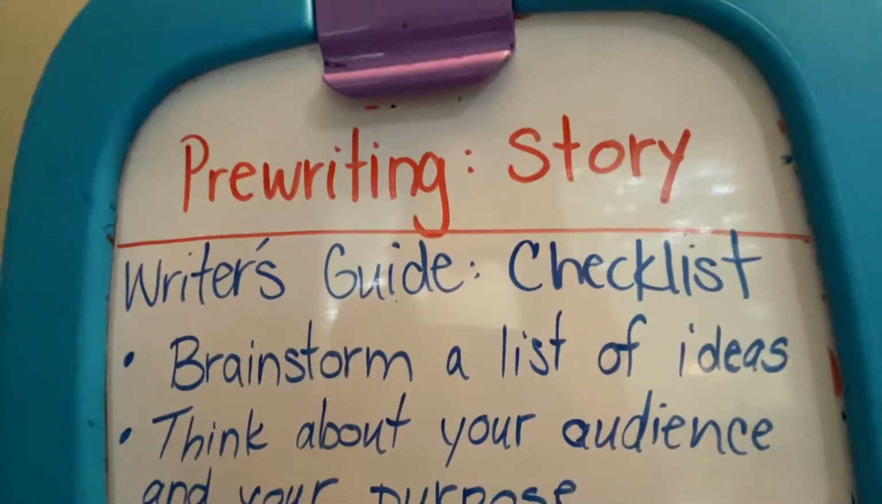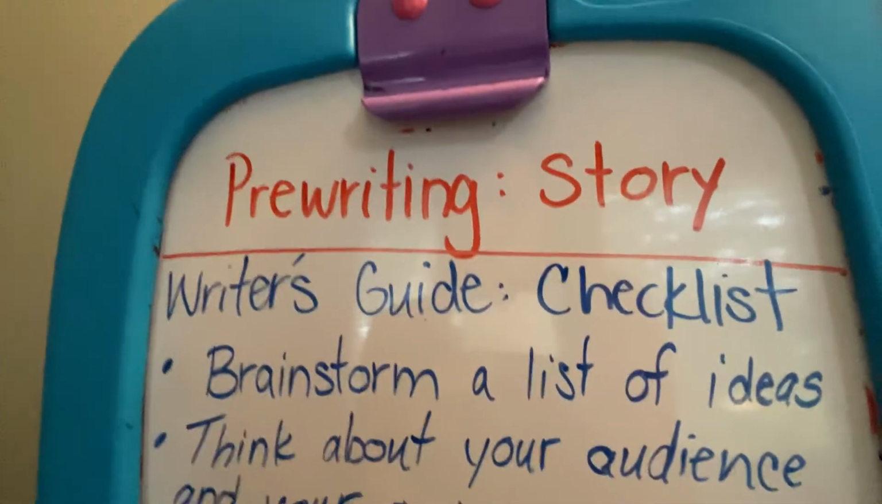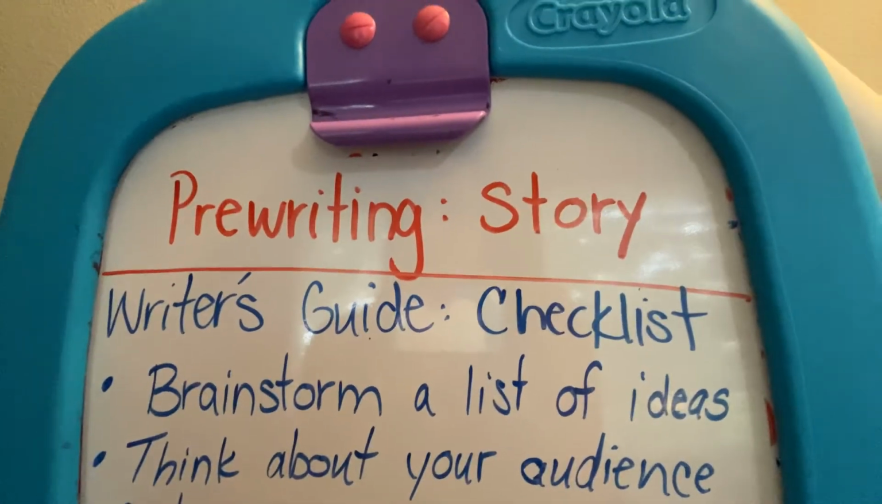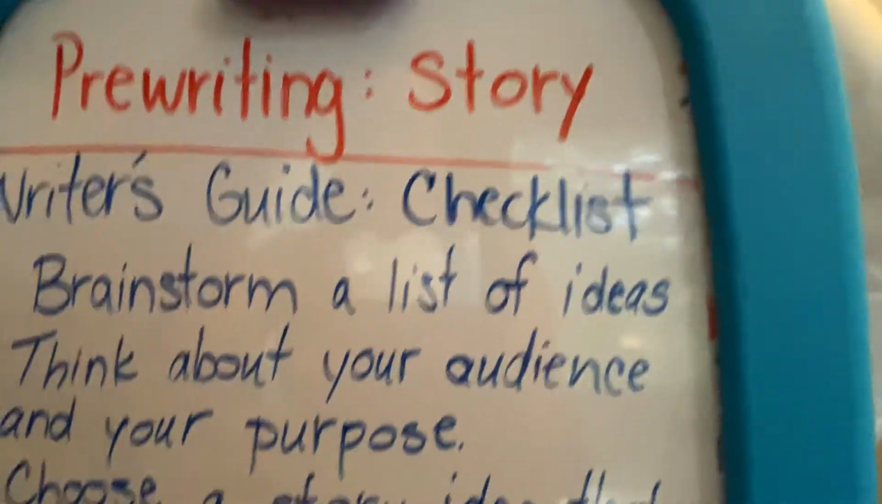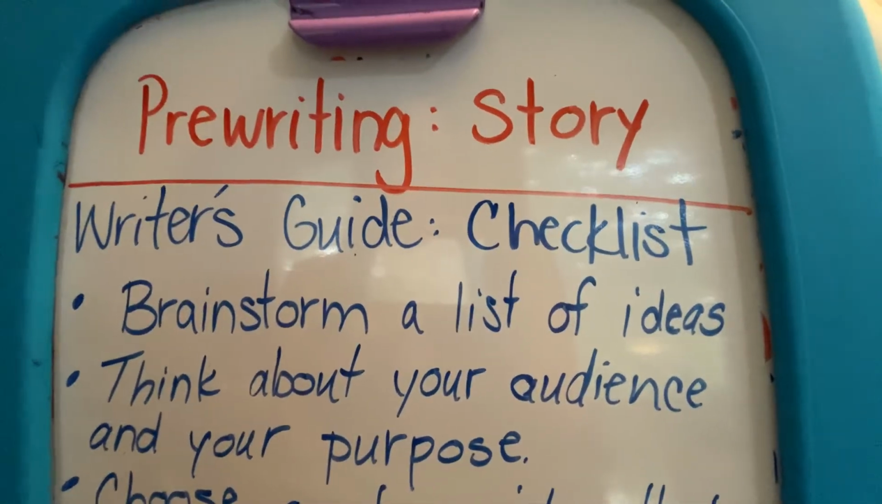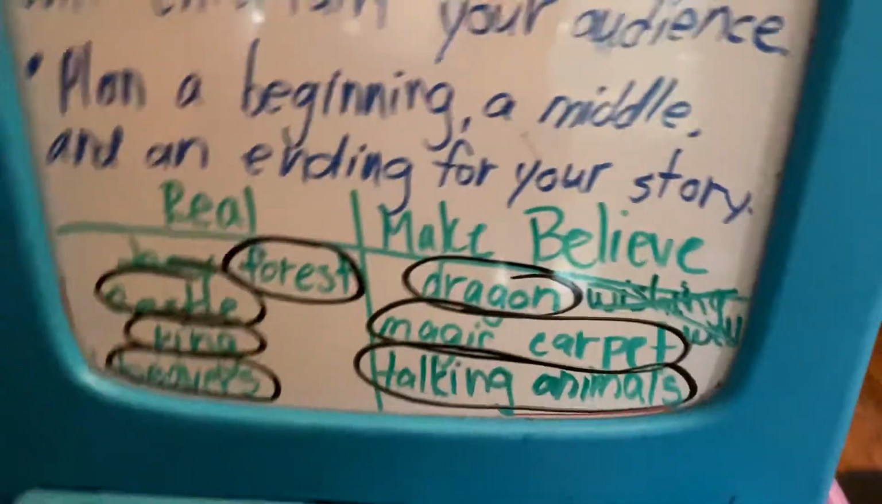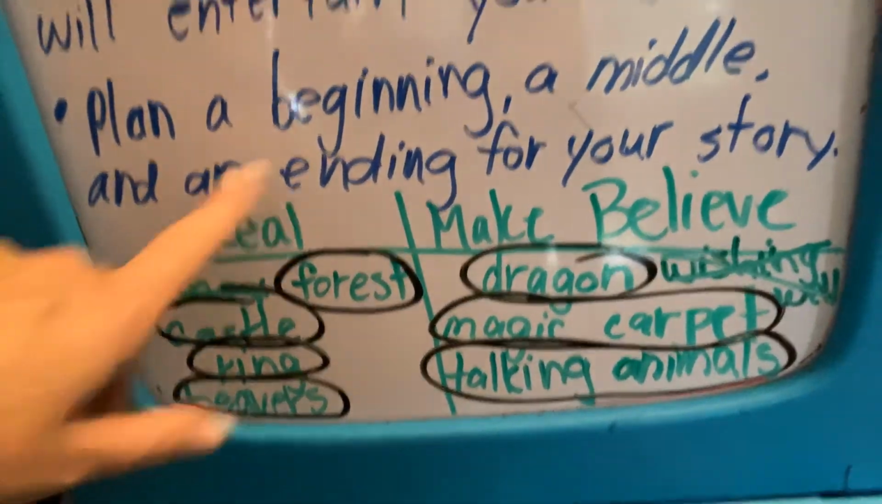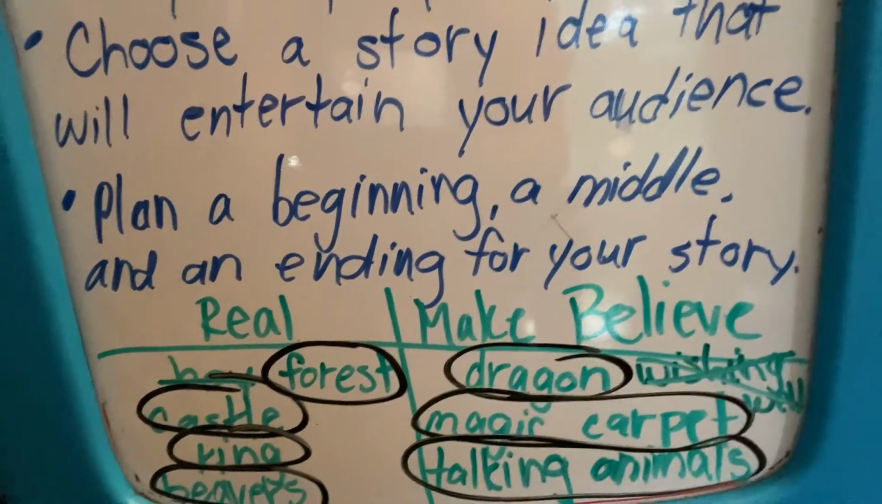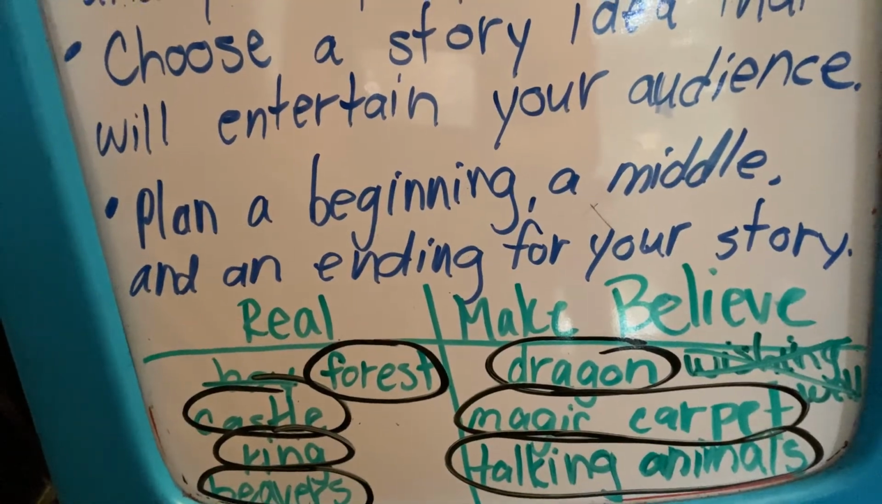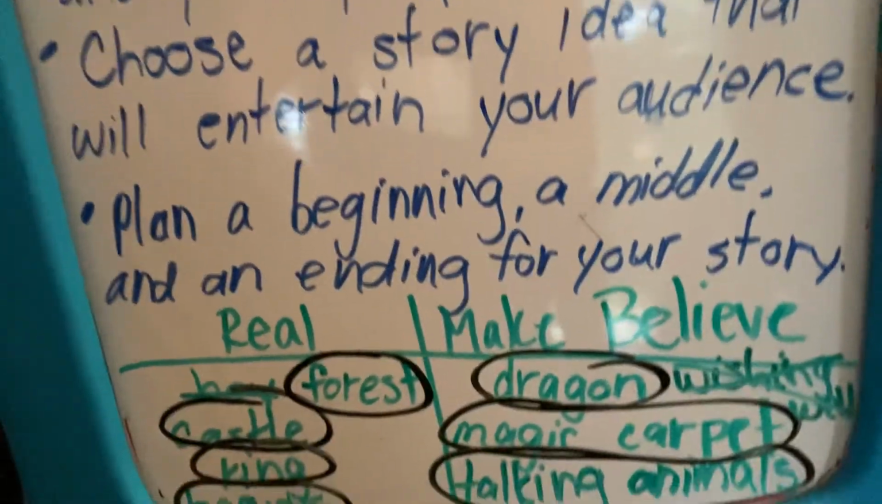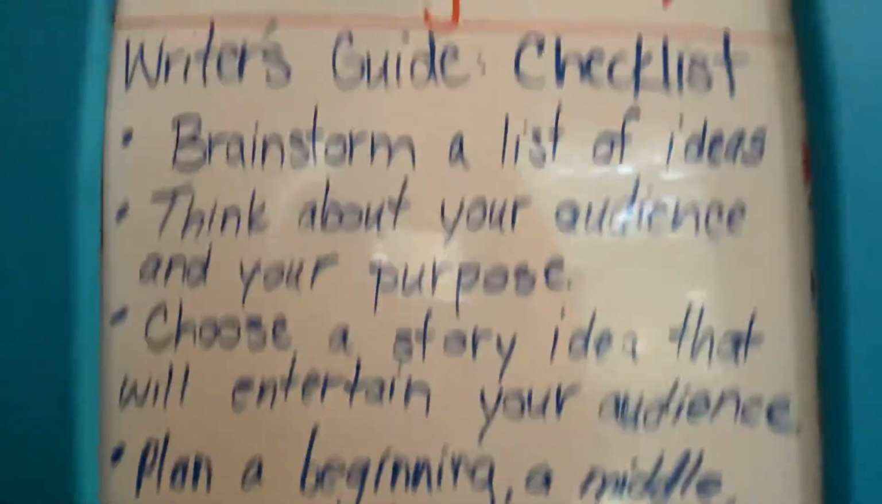So we are going to go over some things that Philip did. When you start your story, when you start the pre-writing part, I want you to follow the checklist just like Philip did. First, you're going to brainstorm a list of ideas. So at the bottom, this is what he did. He did real and he did make-believe. But first, you have to come up with your topic. So he chose his topic first before he planned his story.